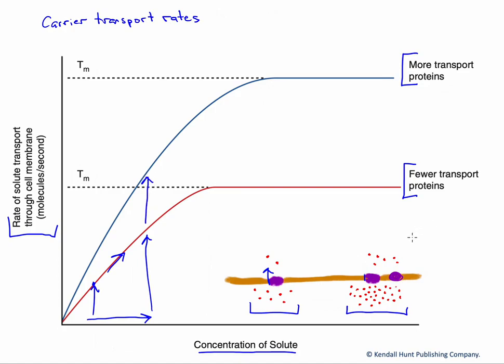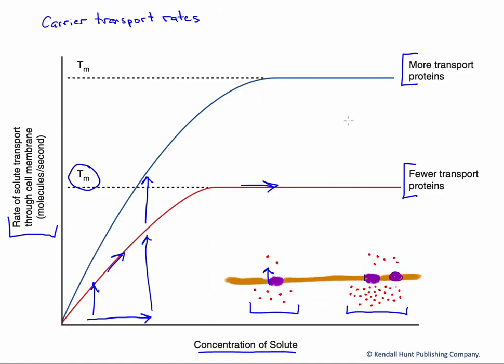Finally, because carrier proteins interact directly with a solute, they have the ability to become saturated. This means that all of the carriers are bound to or moving solute at a given moment. Once that happens, we reach the transport maximum. Right? And so at that point, adding more solute, increasing the concentration, would no longer increase the rate at which we're moving that solute. They're all moving solute maximally.